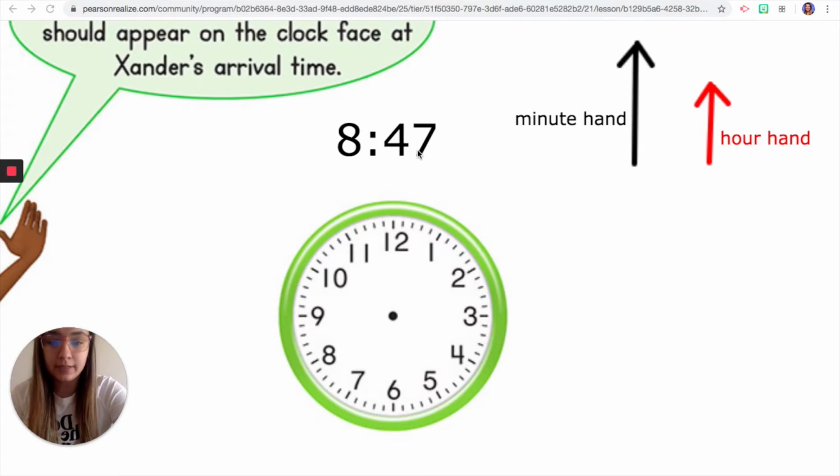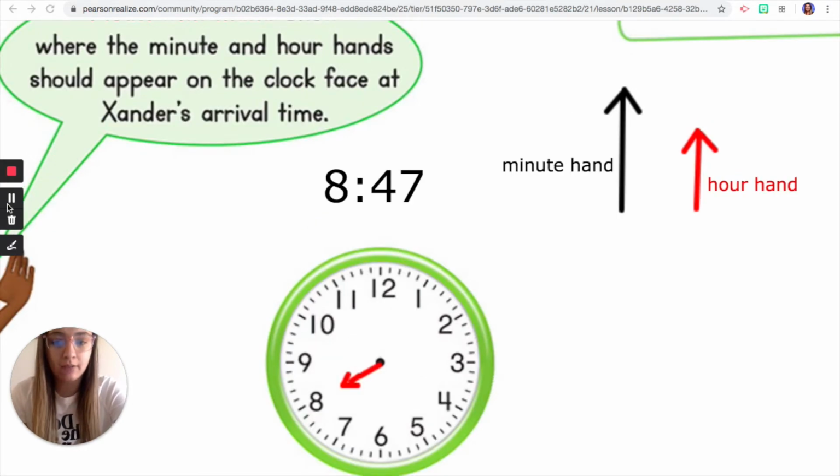I think you probably already know that, but I just wanted to go over it again. So the first thing that I'm going to do is draw my hour hand, because I know that my hour is 8. Remember, it's my smaller hand. And I'm going to have it point to 8. The next thing that I have to do is draw my minute hand.